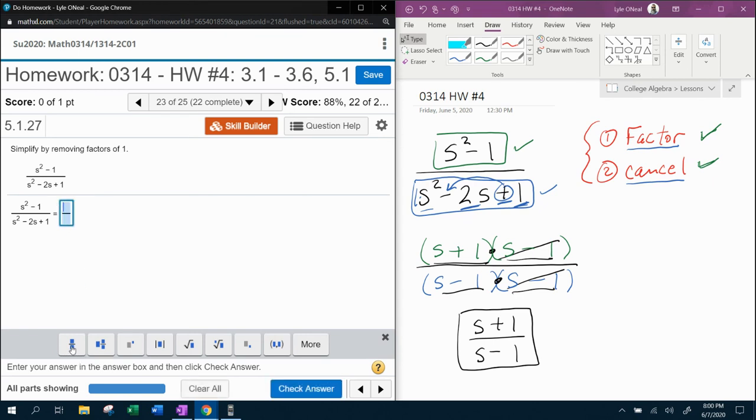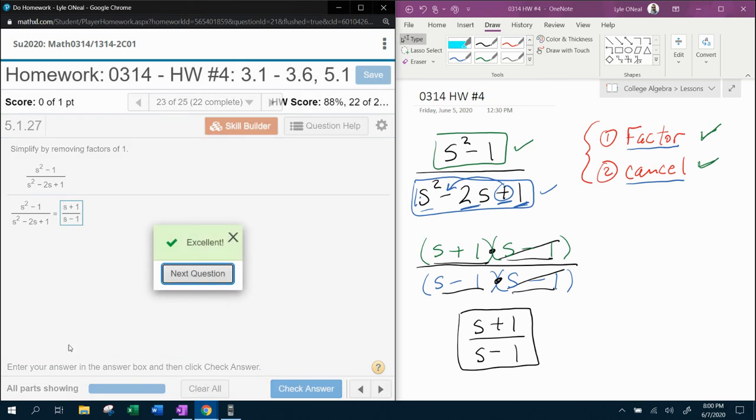So we've got a fraction, s plus 1 over s minus 1, fingers crossed. Bam, there you go.